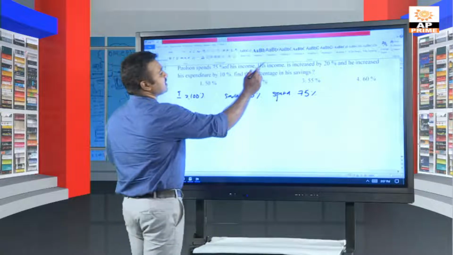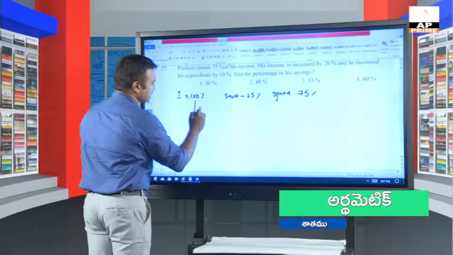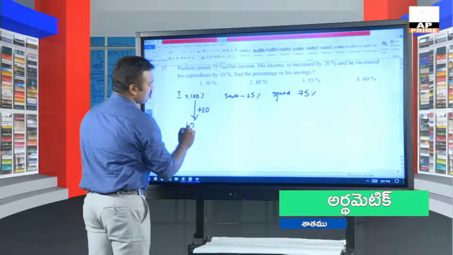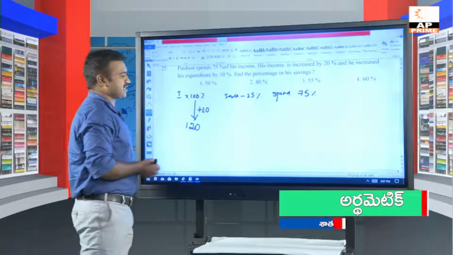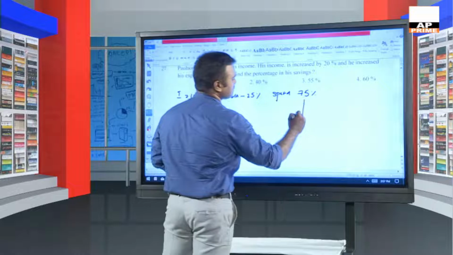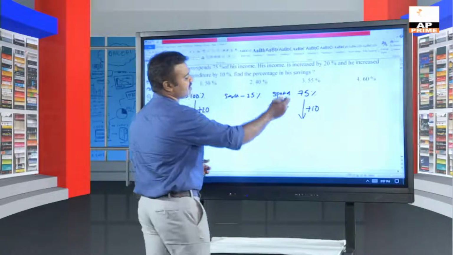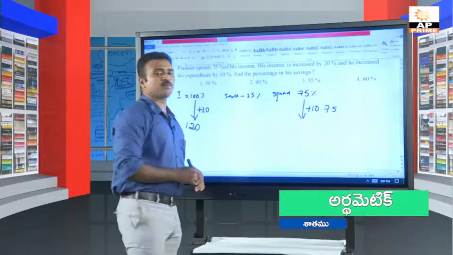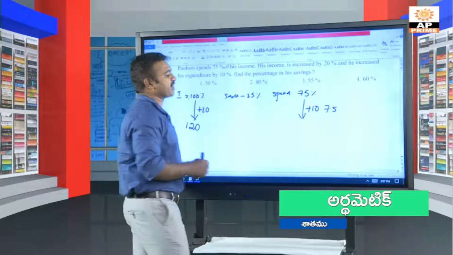నెక్స్ట్, హిజ్ ఇన్కమ్ ఈజ్ ఇంక్రీజ్డ్ బై 20%. 20% ఇంక్రీజ్ అయిందంట. అంటే 100కి 20% అంటే 120 అయింది ఇప్పుడు ఆ శాలరీ. అండ్ ఈజ్ ఎక్స్పెండిచర్ బై 10%. ఎక్స్పెండిచర్ కూడా అంటే స్పెండింగ్ కూడా 10% పెంచారంట. సో 75లో 10% అంటే 7.5. సో 75 ప్లస్ 7.5, అంటే 82.5.